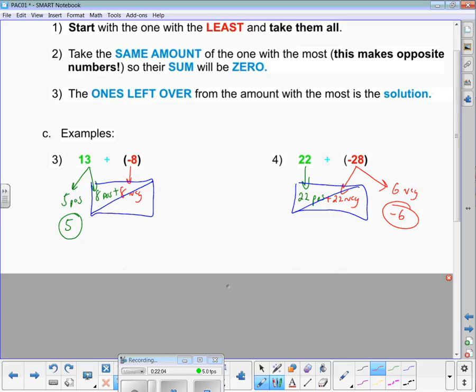What do we have the most of here? Positives. What's my final answer? Positive. What do we have the most of here? Negatives. What's my final answer? Negative. Because you always have the amount left from the one with the most. Because what ends up happening? The one with the least wipes out that many of the one with the most.